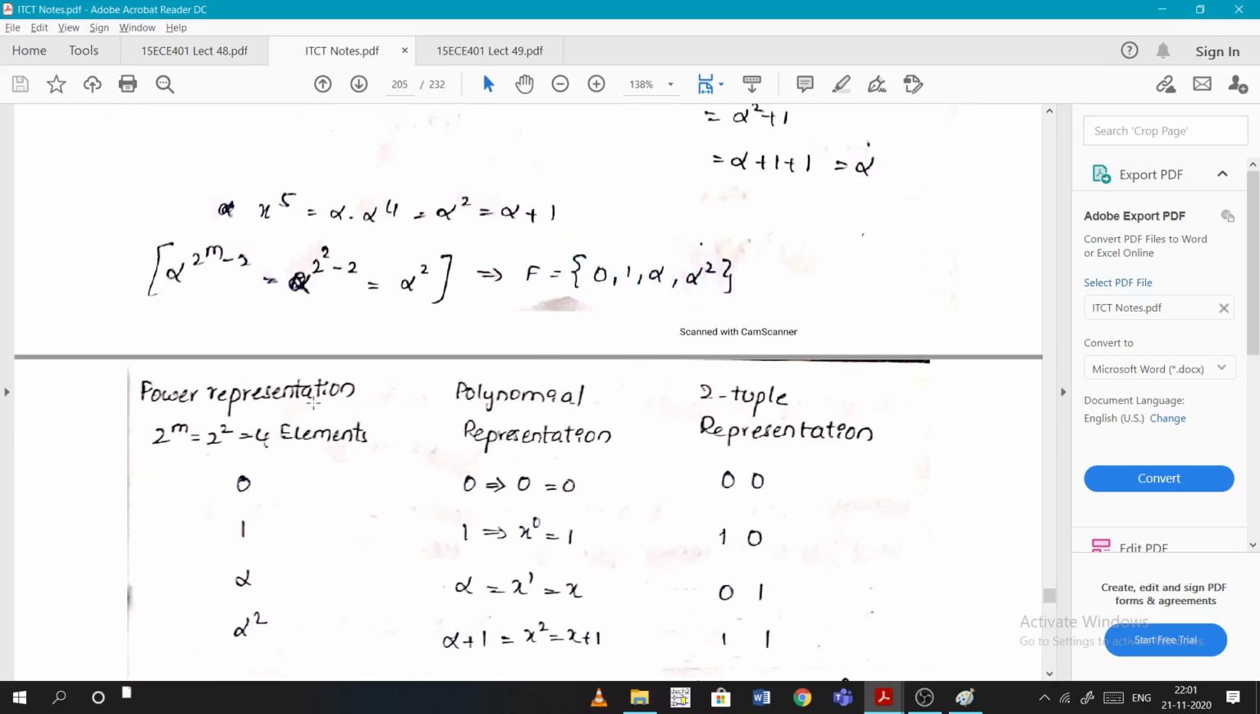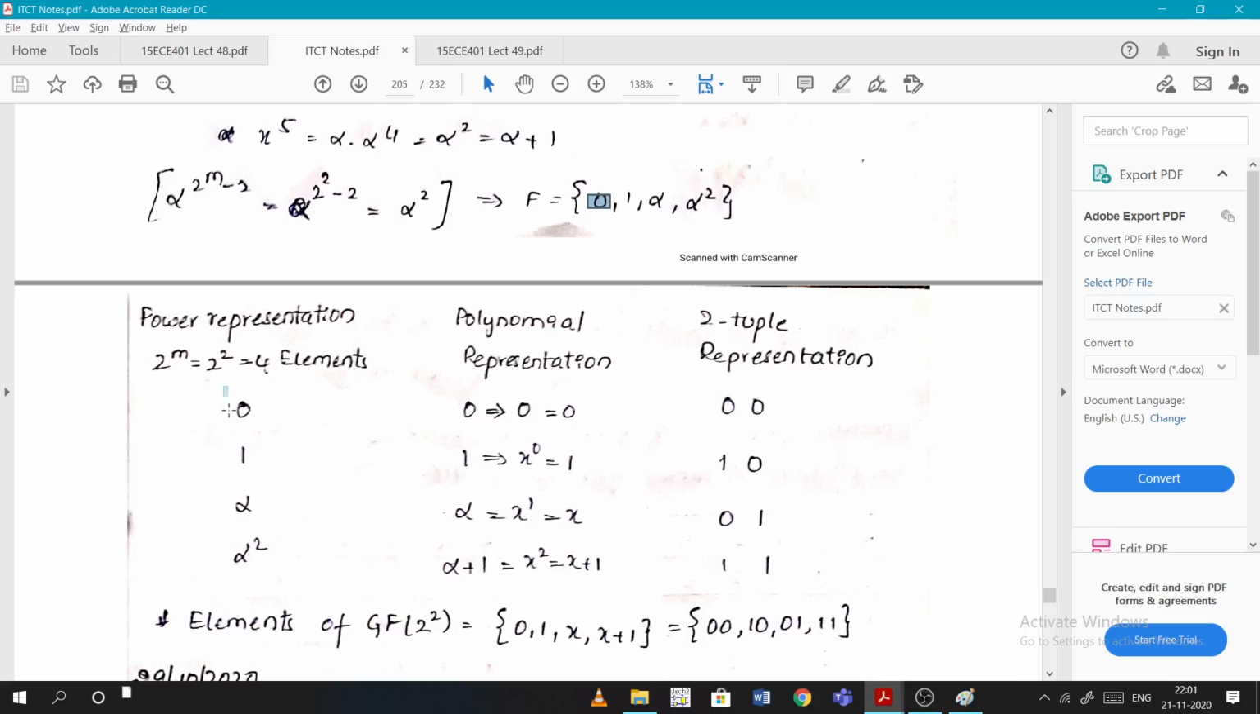So we write a table for it first. The power representation, when you write directly 0, 1, alpha and alpha square, we call it the power representation. Now the polynomial representation. The polynomial will be in terms of x, so we need to substitute x for alpha. So for 0, there will be no x, so it is the normal constant 0.